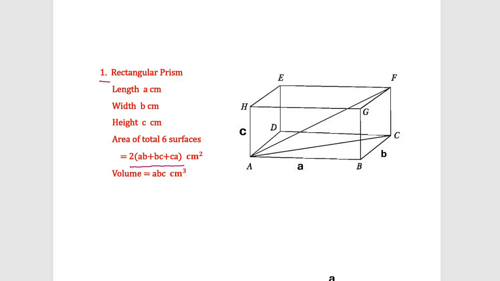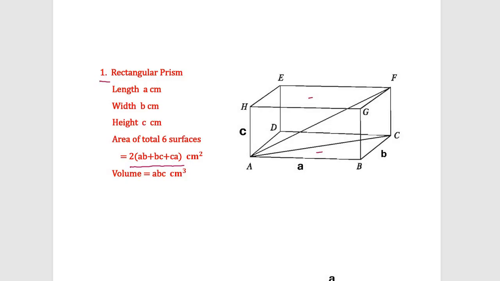A rectangular prism has 6 surfaces where the opposite surfaces are equal. The areas of the opposite surfaces are equal, and there are 3 such pairs of surfaces in a rectangular prism. So we can get the total surface area of 6 surfaces by using this formula.